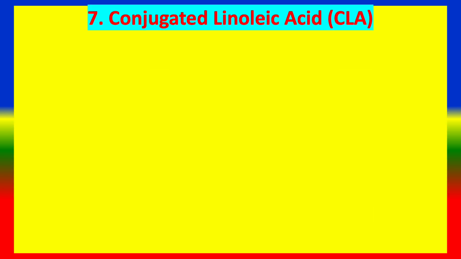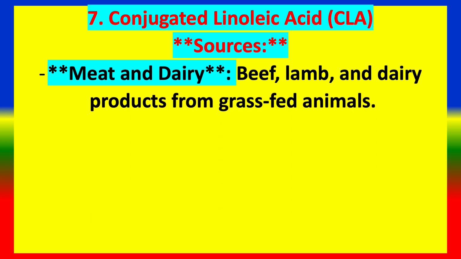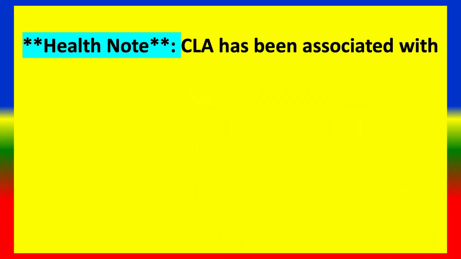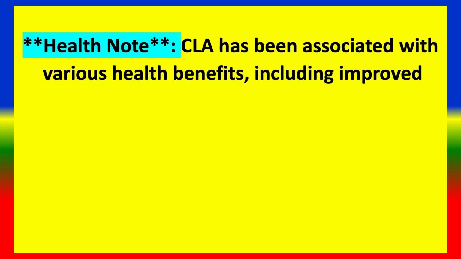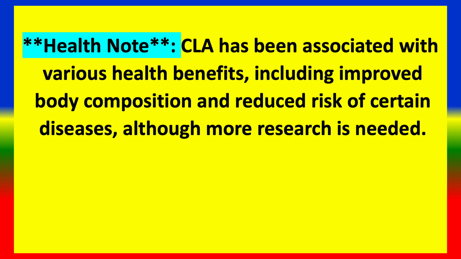7. Conjugated linoleic acid, CLA. Sources: meat and dairy, beef, lamb, dairy products from grass fed animals. Health note: CLA has been associated with various health benefits, including improved body composition and reduced risk of certain diseases, although more research is needed.